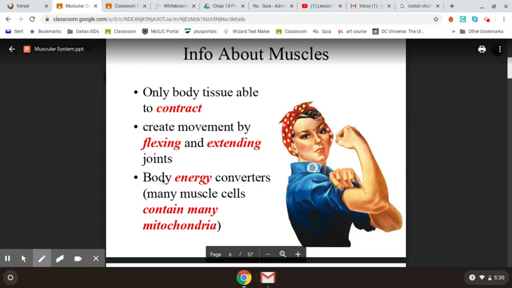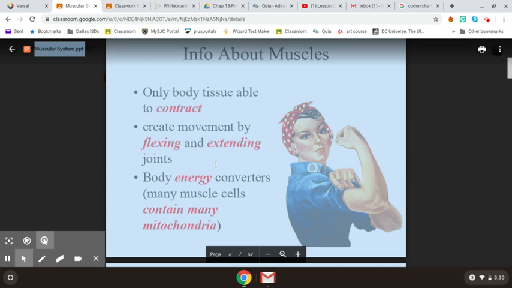Okay, your body's energy is produced by muscle cells in the mitochondria. Okay, we talked about mitochondria when we discussed cellular organelles, and we said that the mitochondria is going to be that organelle that is responsible for making ATP, okay, which is the cell's energy.